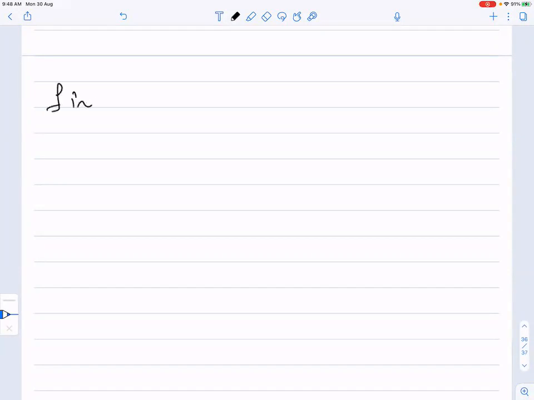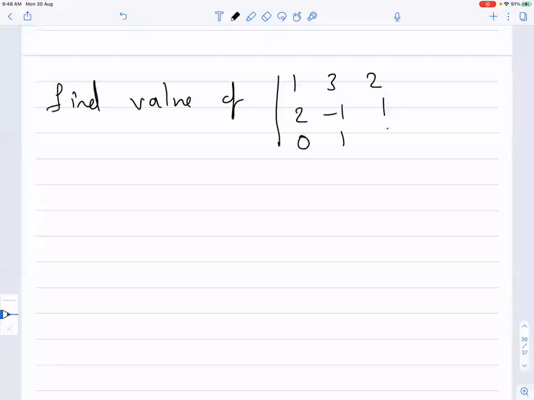Find the value of the determinant with rows 1 3 2, 2 minus 1 1, 0 1 5. Find, students.